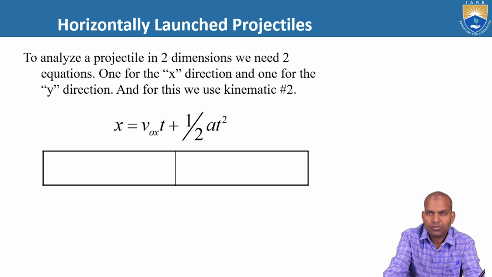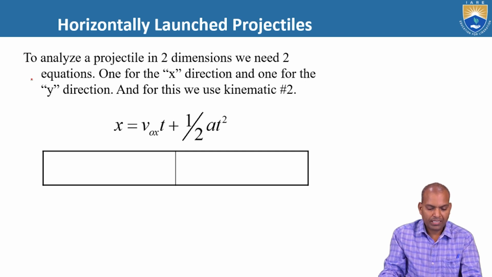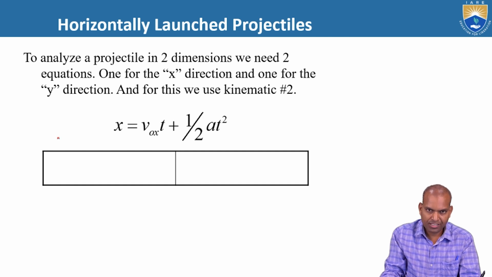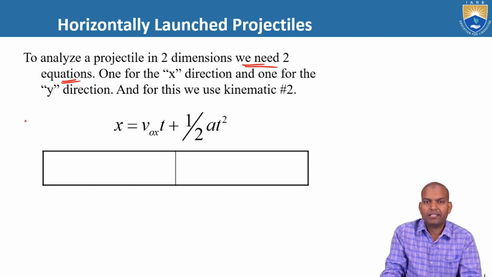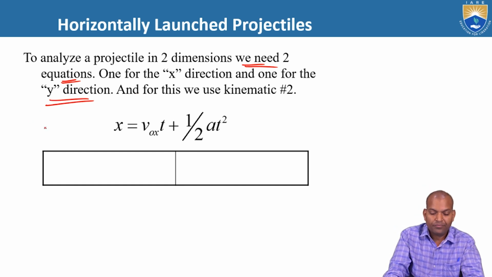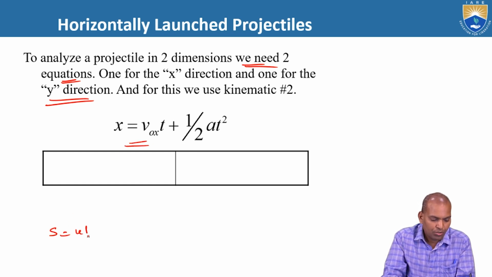Now coming to horizontally launched projectiles. To analyze a projectile in 2 dimensions, as we analyzed before, how many equations do we need? Because Vx and Vy are 2 unknowns, we need 2 equations. For 2 dimensions, 2 equations are required: one for the x direction and another for the y direction. And for these equations, from kinematics, we use x equals ut plus half at squared.